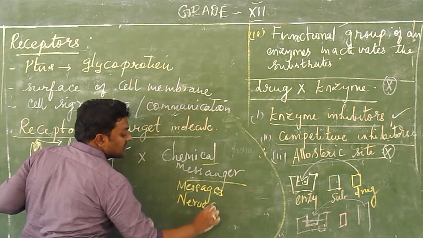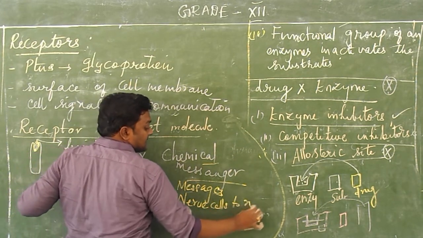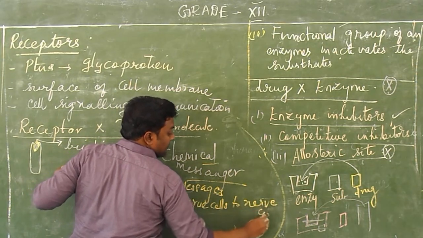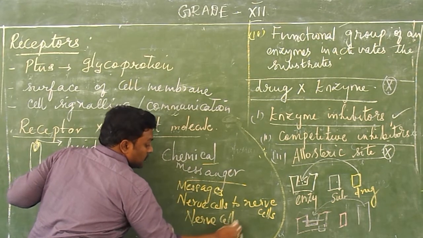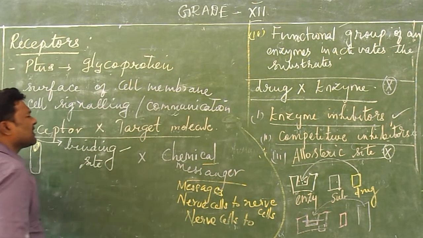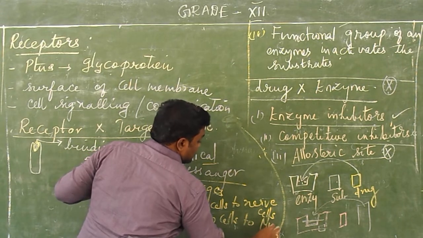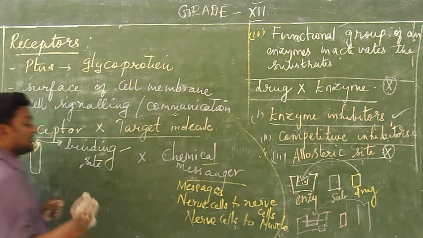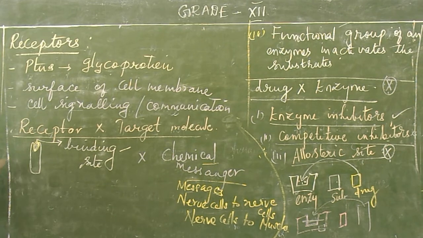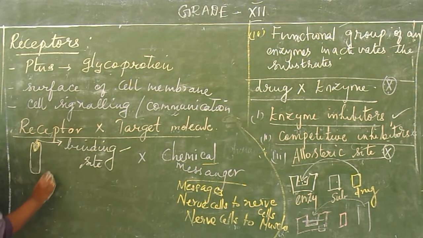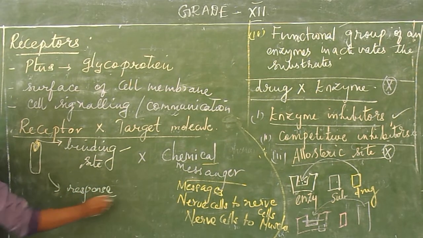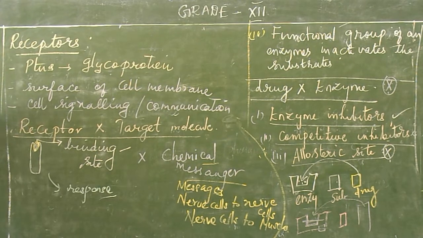Whether nerve cells to nerve cells, or otherwise nerve cells to muscles, the messages can be transmitted. Can you understand? So it receives the messages like this, and accordingly it will be giving the response. The cell will be giving the response to the stimulus. This is how the natural process is taking place.